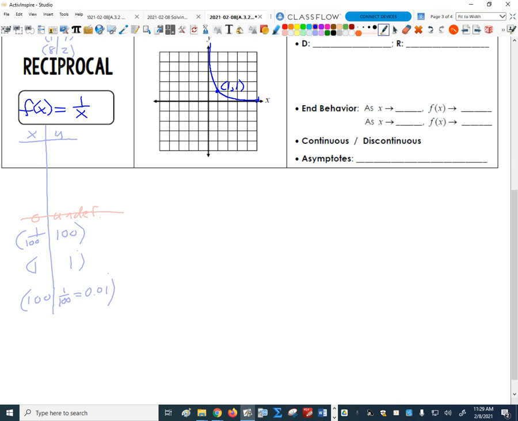Okay, let's try some negatives. If I input a -1, what's the reciprocal of -1? If I flip -1, don't I just get -1? Right, so I've got a point over here at -1, -1. What if I input a really small negative number, like -1/1000th? What's my output going to be? What's the reciprocal of -1 over 1000?